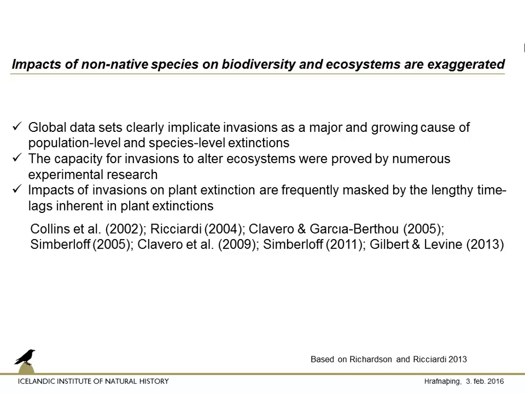Whereas global data sets clearly implicate invasion as a major and growing cause of population level and species level extinctions. We also know that the capacity for invasions to alter ecosystems was proved by numerous experimental research. These are not commentaries that are stressing this importance. This is really basic experimental research that is carried out in the field, and the results are like this. Impacts of invasion on plant extinction are frequently masked by the lengthy time lags that are inherent in plant extinctions.